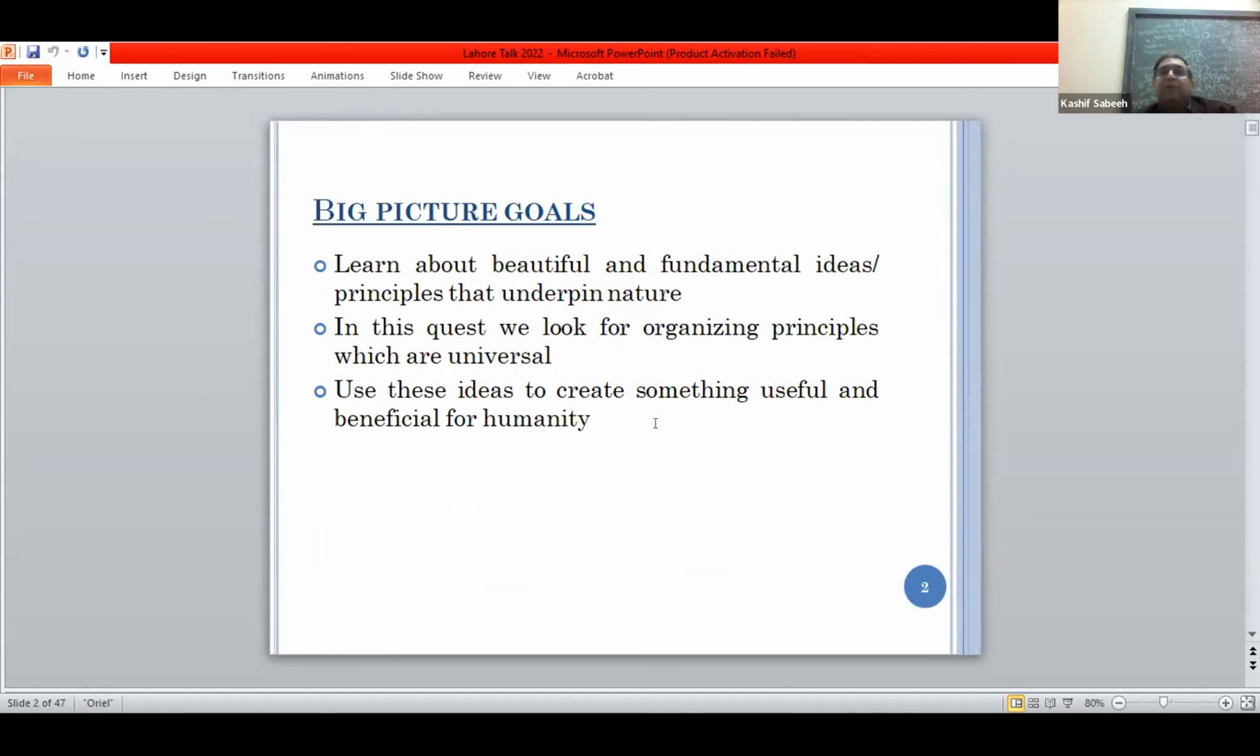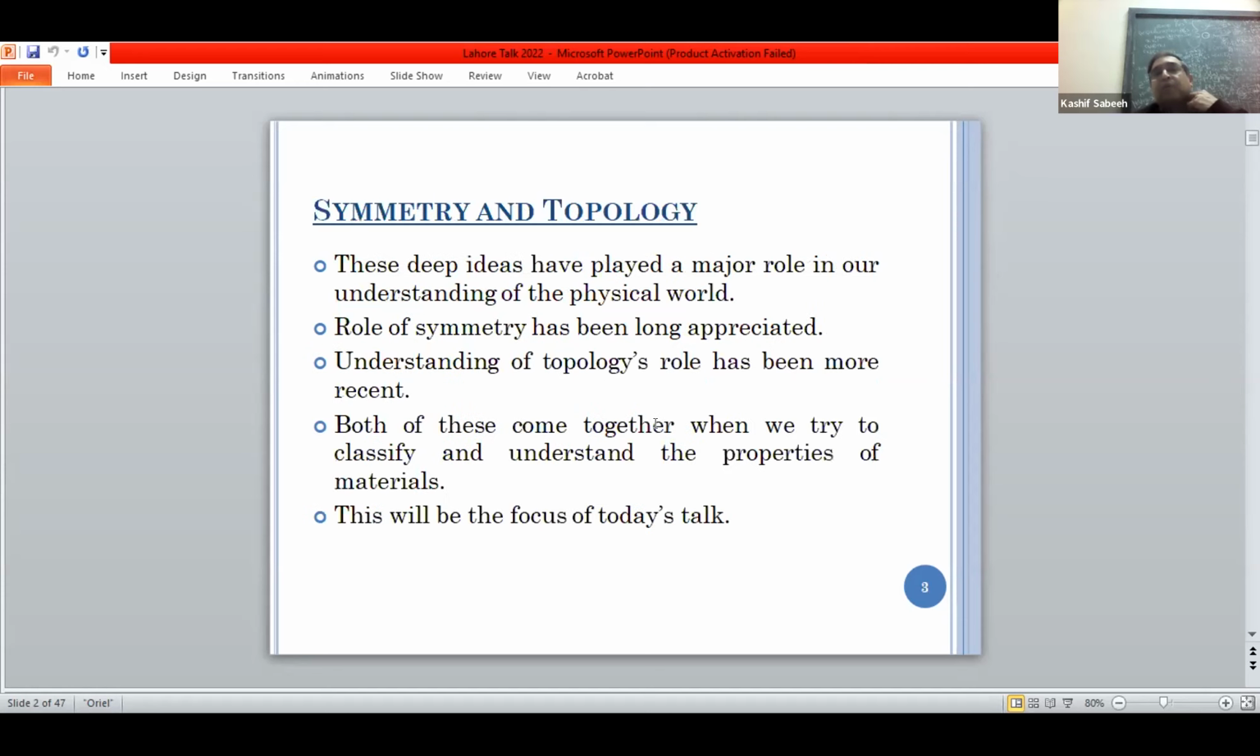So let's start with the big picture goal. When we're studying and trying to understand matter, we're always looking for some organizing principles which are universal. The aim is to understand these basic principles, and also to utilize them in ways which are useful and beneficial for humanity. So we'll see that there are two ideas: symmetry and topology. Symmetry will play a major role in the talk that I'm presenting today. Both of these are deep ideas. The role of symmetry has long been appreciated, while the appreciation of the role of topology in condensed matter physics is more recent.